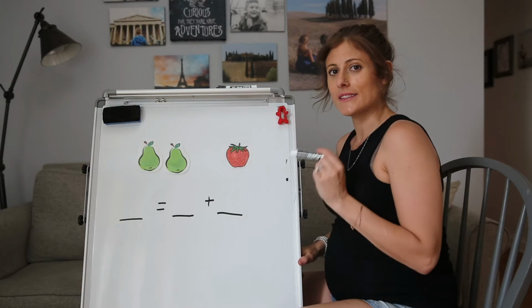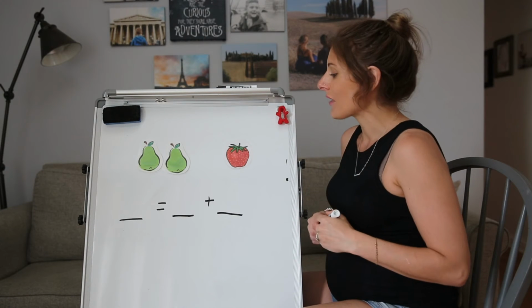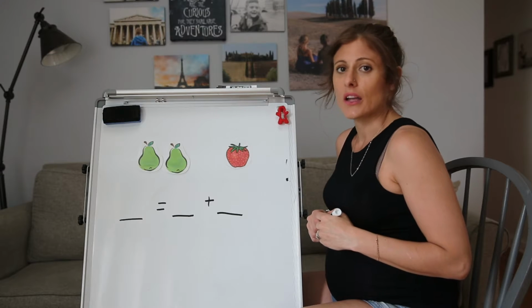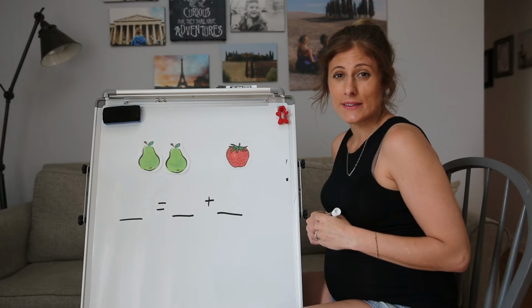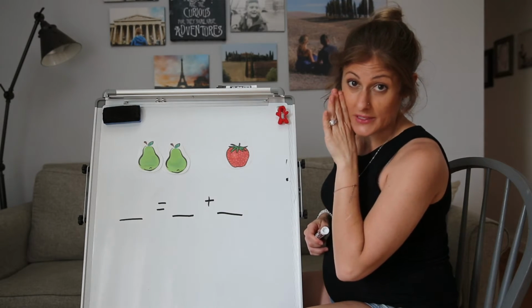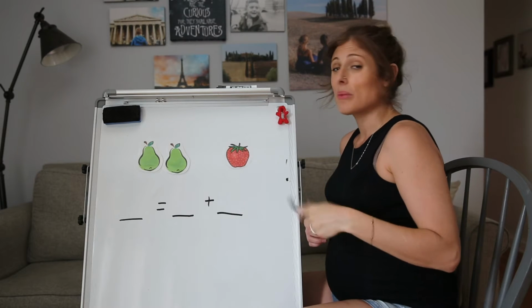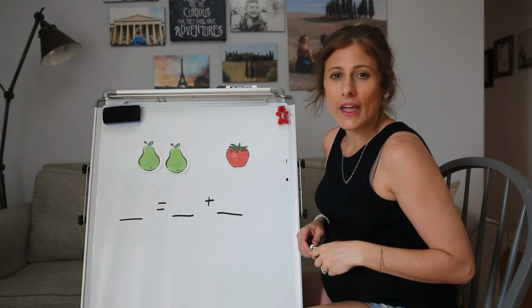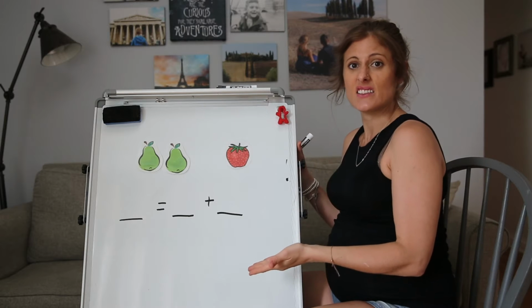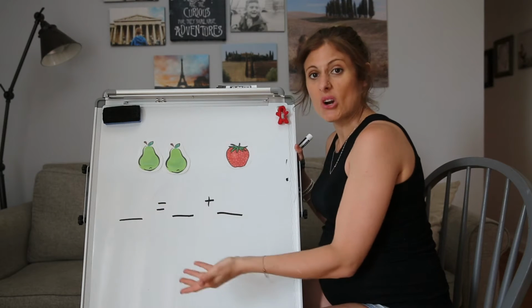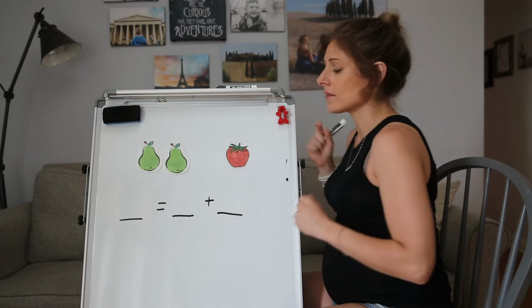With that being said, it's time to get started with math. We are going to talk about number sentences. That's that first grade word that I was telling you about. Number sentences is just a fancy way of saying it's a sentence made up of numbers and symbols.